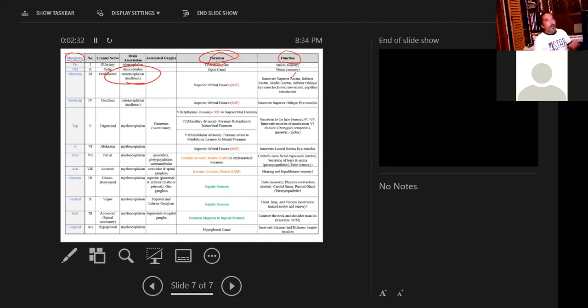So olfactory, optic, oculomotor, trochlear, trigeminal, abducens, facial, vestibulocochlear, and then you have the glossopharyngeal, that's 9, vagus, 10, 11, spinal accessory, and 12 is your hypoglossal nerve. Okay, so again, mnemonics and association. It's a trick to memorization.